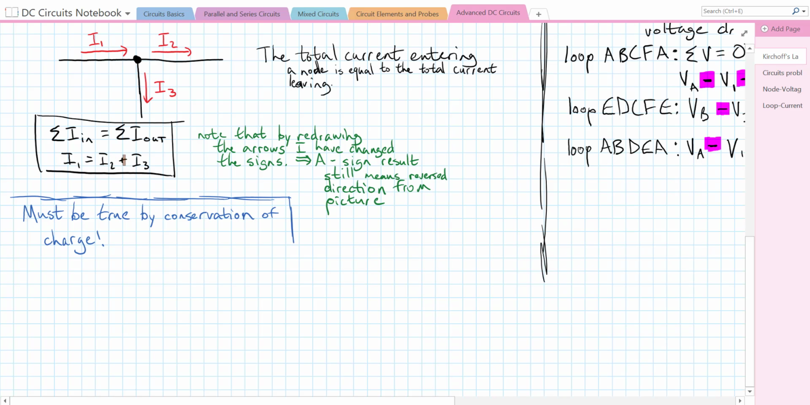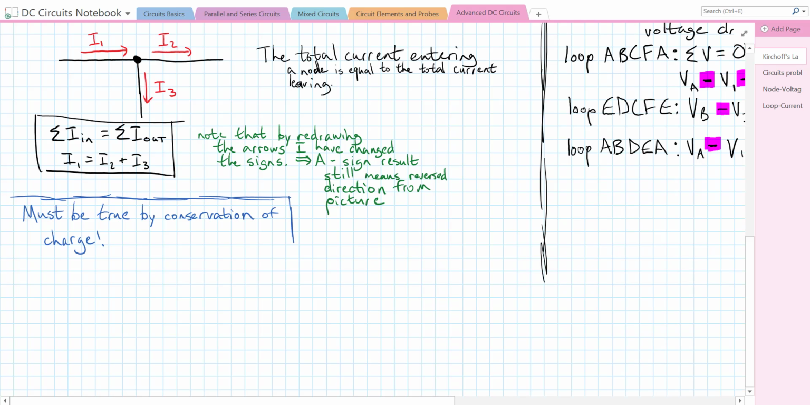Again, it doesn't really matter whether we use this one or the other one. It really just depends on how we draw our arrows. And if our choice of current direction is physically wrong, then when we solve our circuit, we'll get a negative sign that indicates the direction is actually opposite.